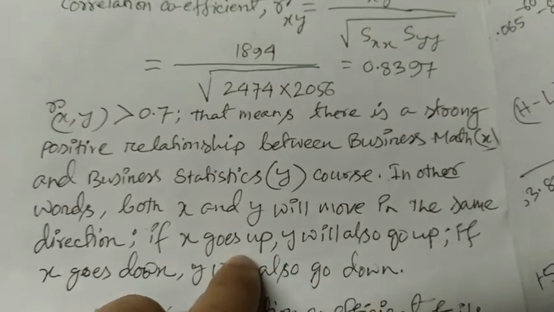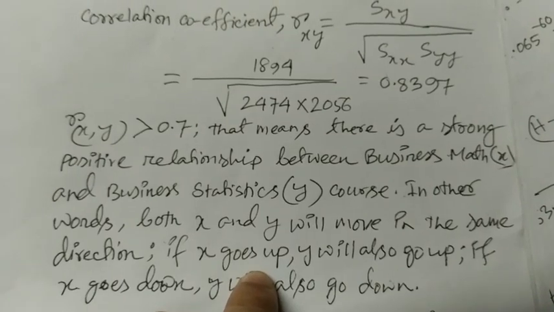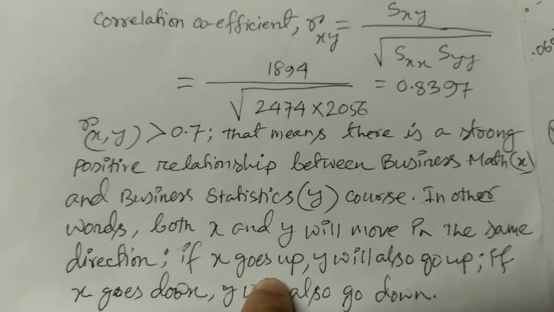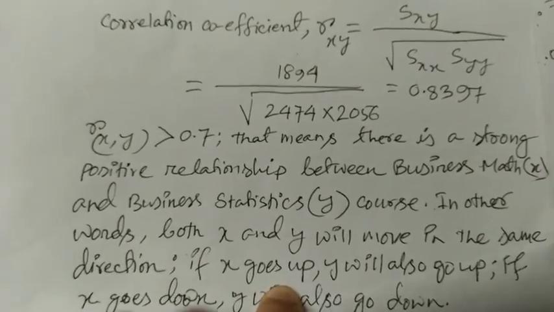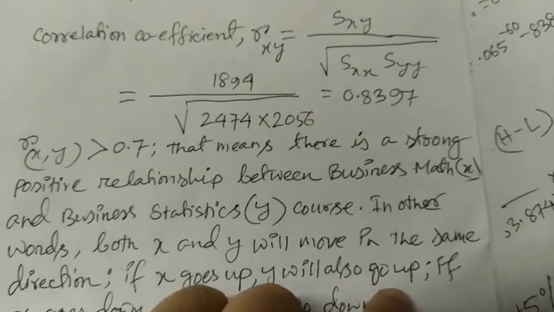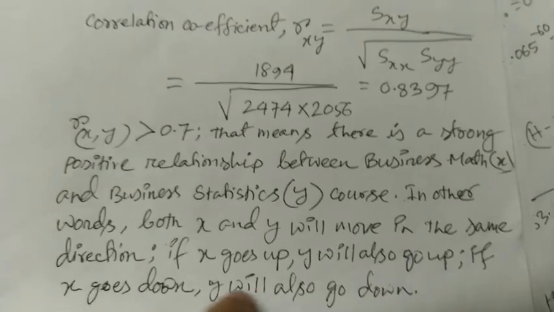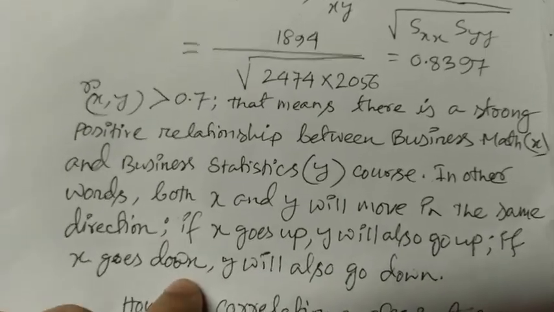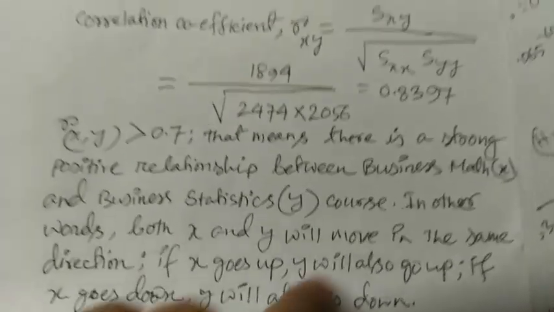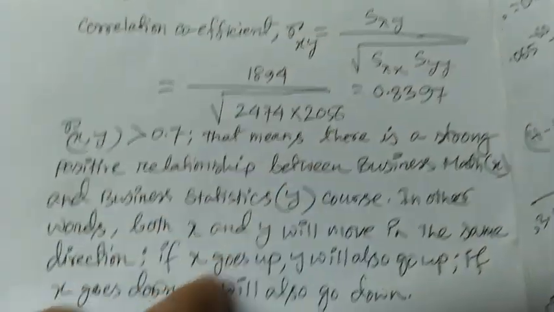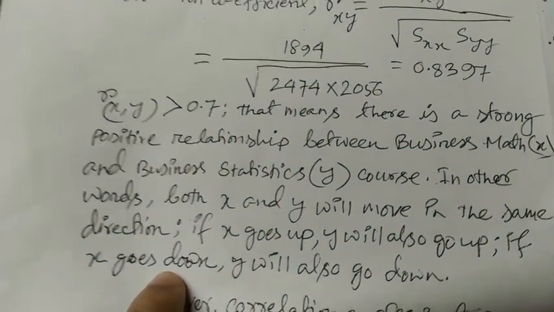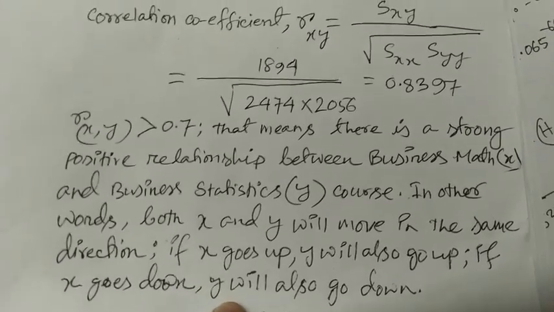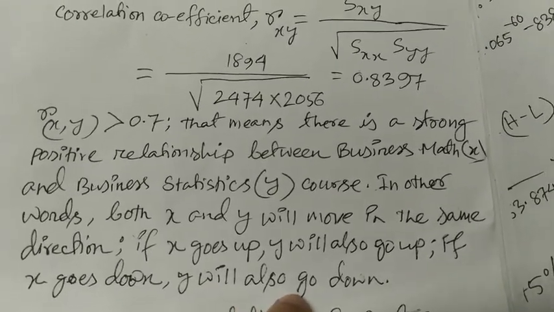That means if a student is good in mathematics, that means if a student has a higher score in mathematics, he will have a higher score in statistics too. Again, if x goes down, y will also go down. Since the relationship is positive, both will move in the same direction. That means a student with a poor math score may have a poor stat score also.